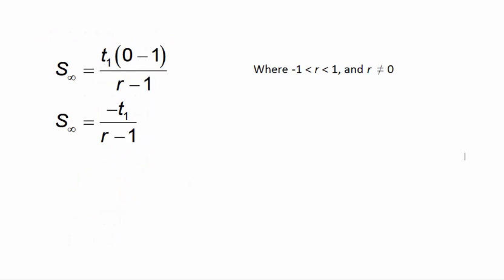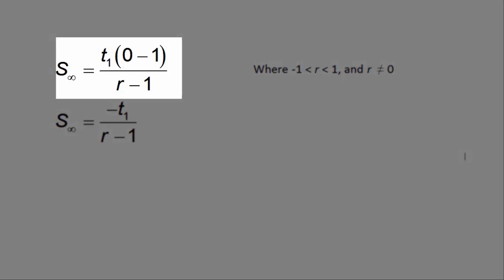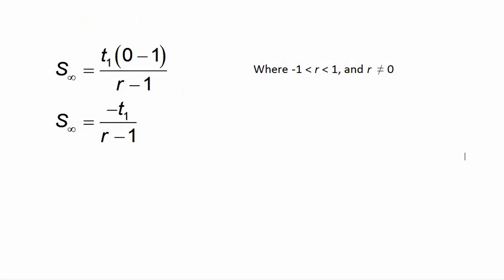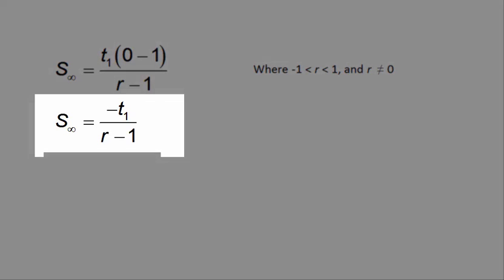So if we apply this back into the geometric series formula, where t1 can be any value and r can be any value between negative 1 and 1 other than 0, first we can say that r to the power of n, as n approaches infinity, is equal to 0. And so we have t1 times negative 1 over r minus 1. And so we have negative t1 over r minus 1.